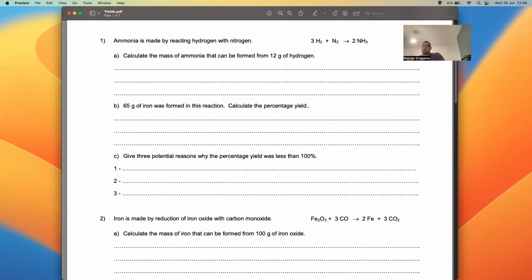Okay, that's the end of this lesson. Next, depends on your syllabus. You might be doing atom economy, or you might be moving on to empirical formula.